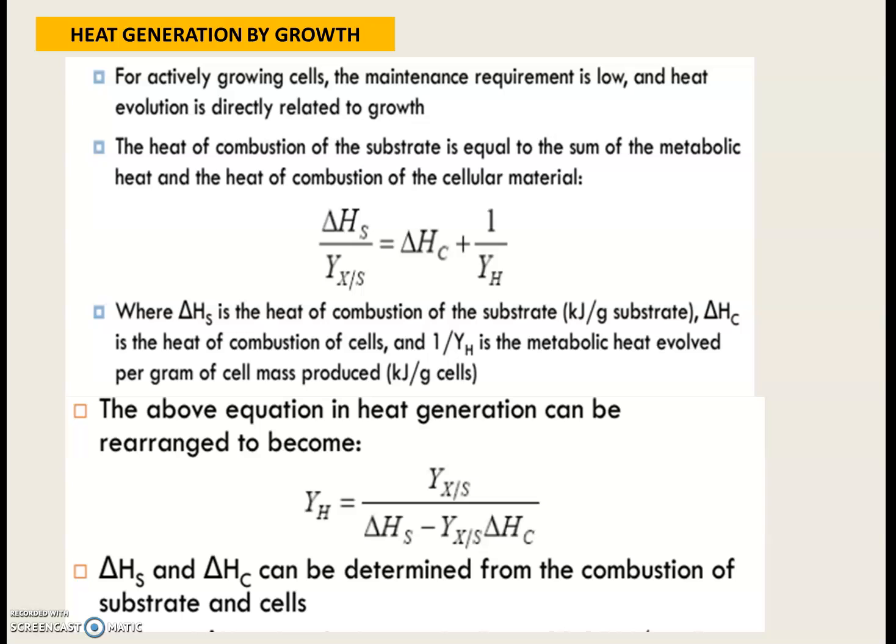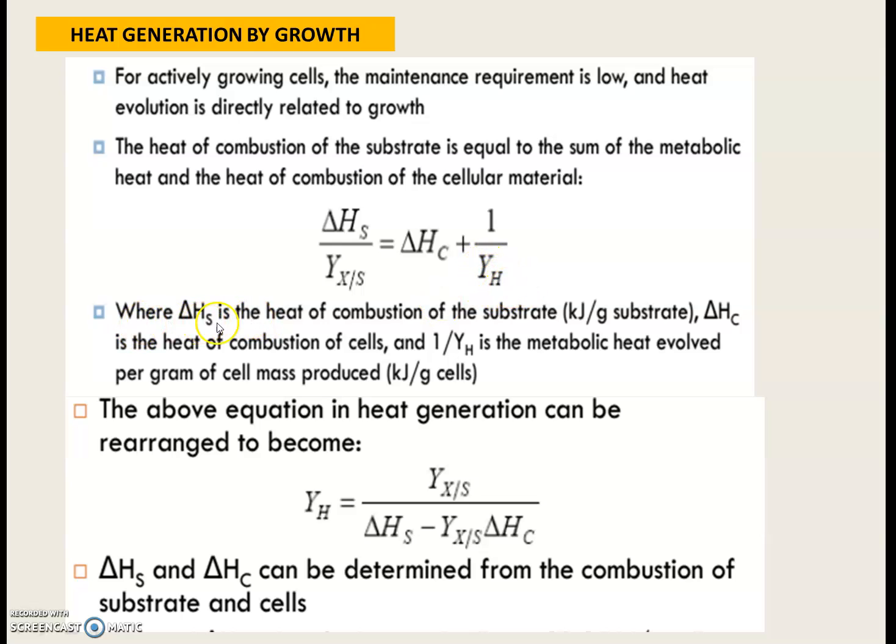Next is heat generation by growth. For actively growing cells, the maintenance requirement is low, and heat evolution is directly related to growth. The heat of combustion of the substrate is equal to the sum of metabolic heat and the heat of combustion of the cellular material. It can be given by this equation: delta H_S over Y_XS equals delta H_C of the cell plus 1 over Y_H.